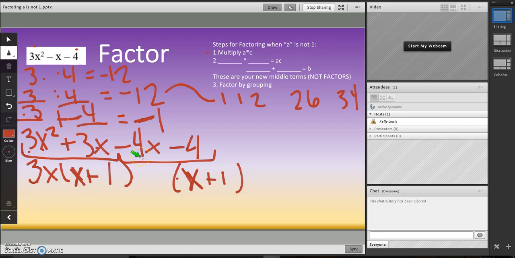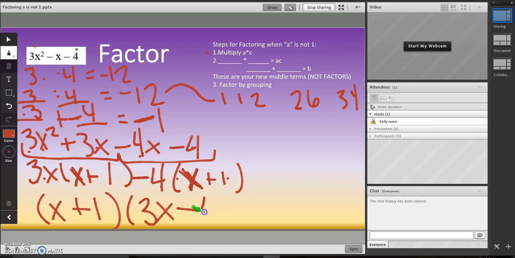And so if I had a negative 4x and I just have an x here, I probably took out a negative 4. Let's double check. Negative 4 times x, negative 4x. Negative 4 times 1, negative 4. All right, so we write down what they have in common. And then we have a 3x, a minus sign, and a 4 from here. We're done. Okay, that one's a little easier. Let's do another one.